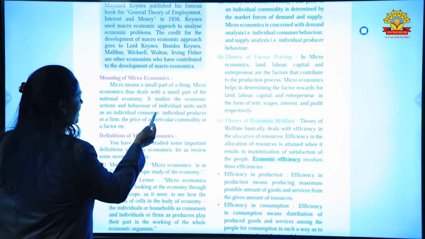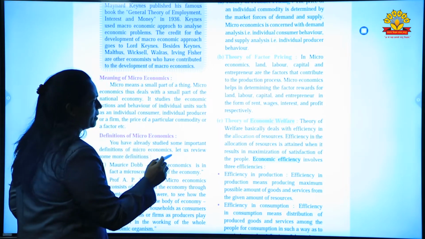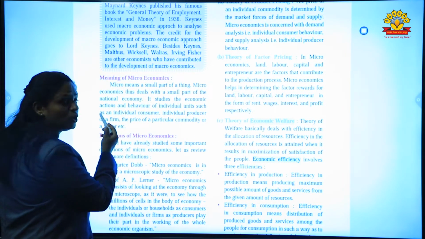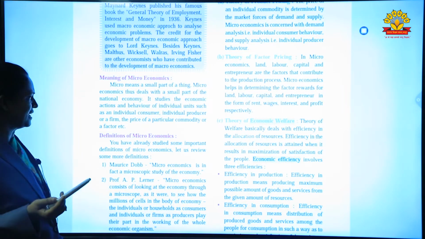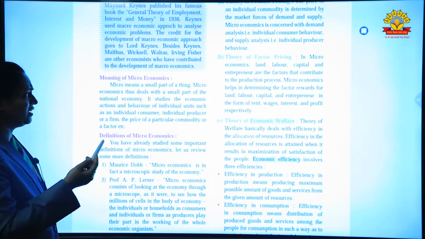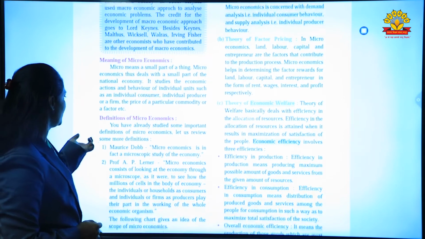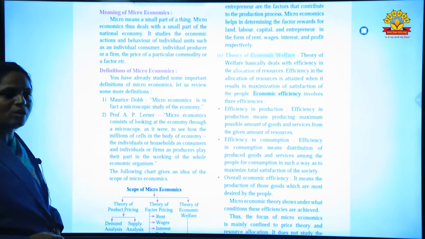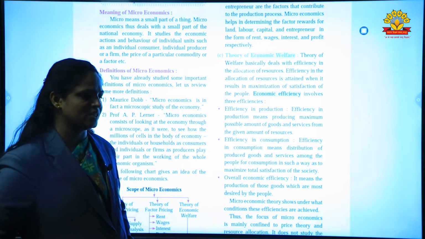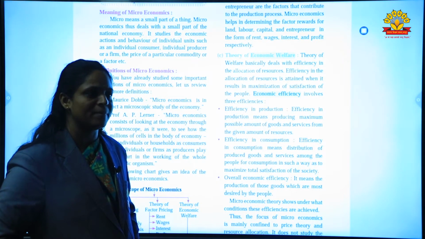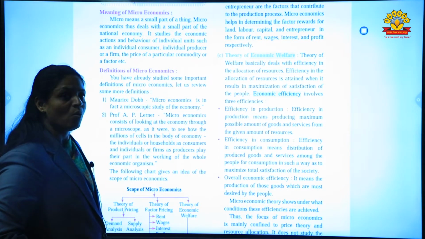That single unit is an individual consumer, individual producer, individual firm or company, or how individual commodity prices are determined. We discuss that in microeconomics. Let us see the definition of microeconomics. There are various definitions given by various economists, that is Maurice Dobb, Kenneth Boulding and A.P. Lerner. What do they want to say?